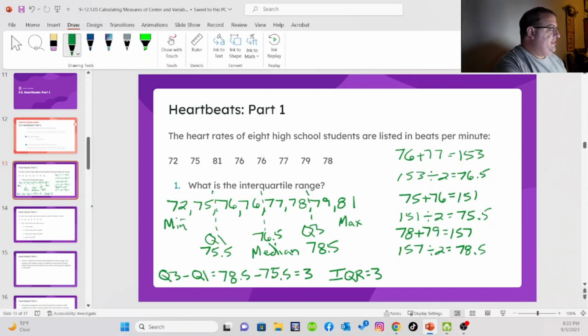So we can see below Q1, I have 2. Between Q1 and the median, I also have 2. Between the median and Q3, I also have 2. And between Q3 and the maximum, I also have 2 values.